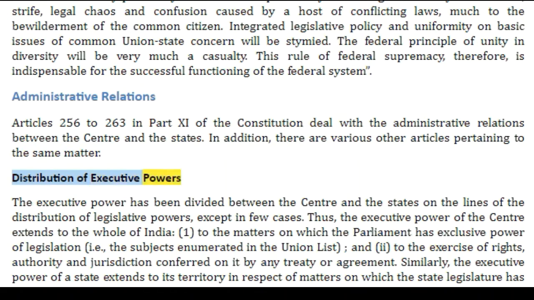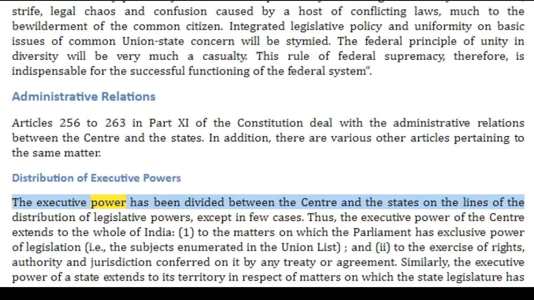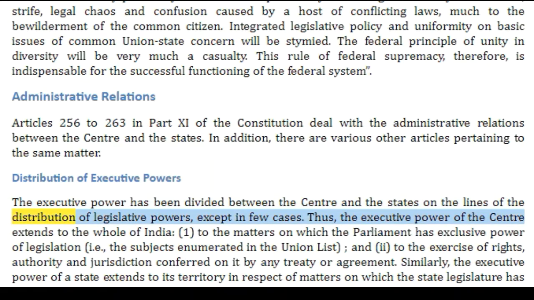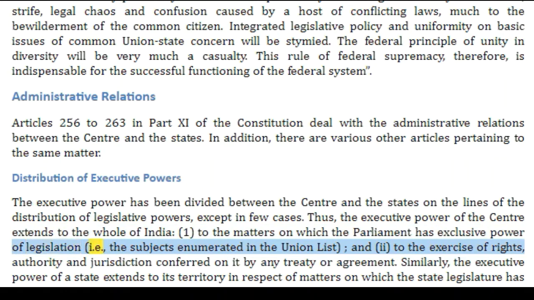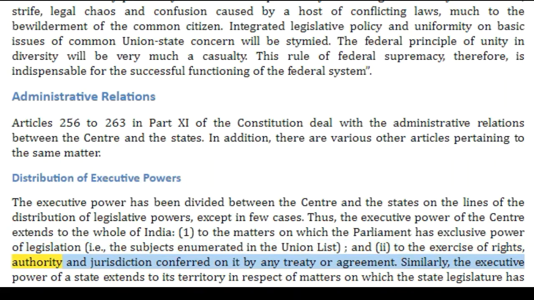Distribution of executive powers. The executive power has been divided between the centre and the states on the lines of the distribution of legislative powers, except in few cases. Thus, the executive power of the centre extends to the whole of India, 1. To the matters on which the parliament has exclusive power of legislation, i.e., the subjects enumerated in the union list, and 2. To the exercise of rights, authority, and jurisdiction conferred on it by any treaty or agreement.